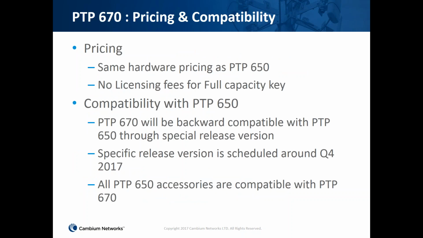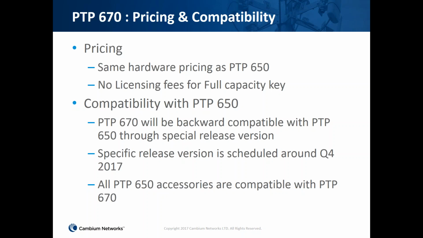So what do I mean by that? The PTP 670 will be backward compatible with the PTP 650 through a special release version. We're going to launch it probably in September. Once you put that firmware on the 670, it's going to work exactly as a 650. So let's say you already have a network of 20-25 links that just uses the 650, and probably you want to buy spares, or you're happy with the 650 and the way it works, so you just want to use that as part of your network.